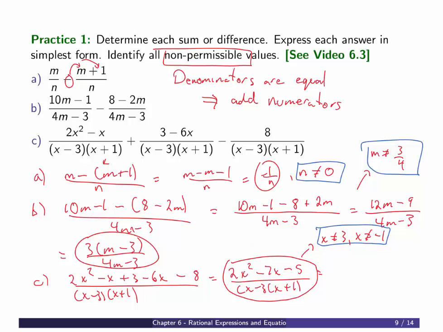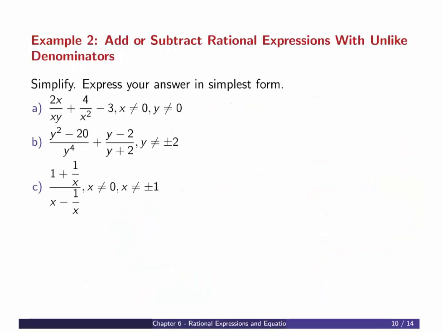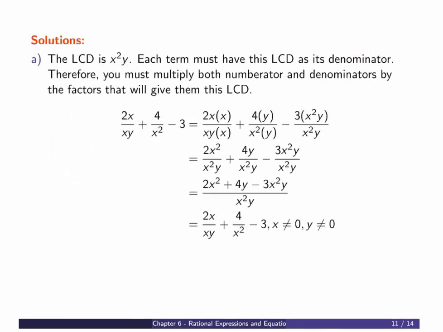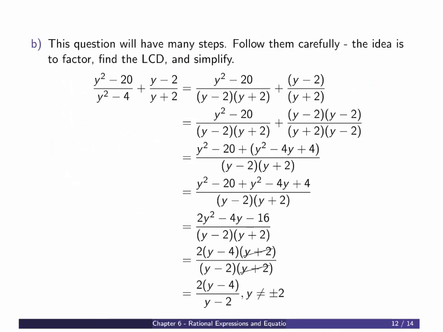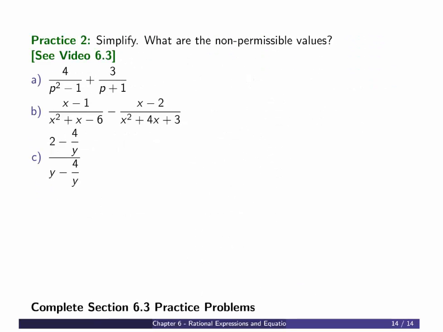Okay, so let's move to an example where the denominators are different. So you can take a look at the examples I did. Okay, it can get quite lengthy here. So, different denominators now. So what we're going to first figure out is we're going to start off and factor, and then we're going to find the LCD.